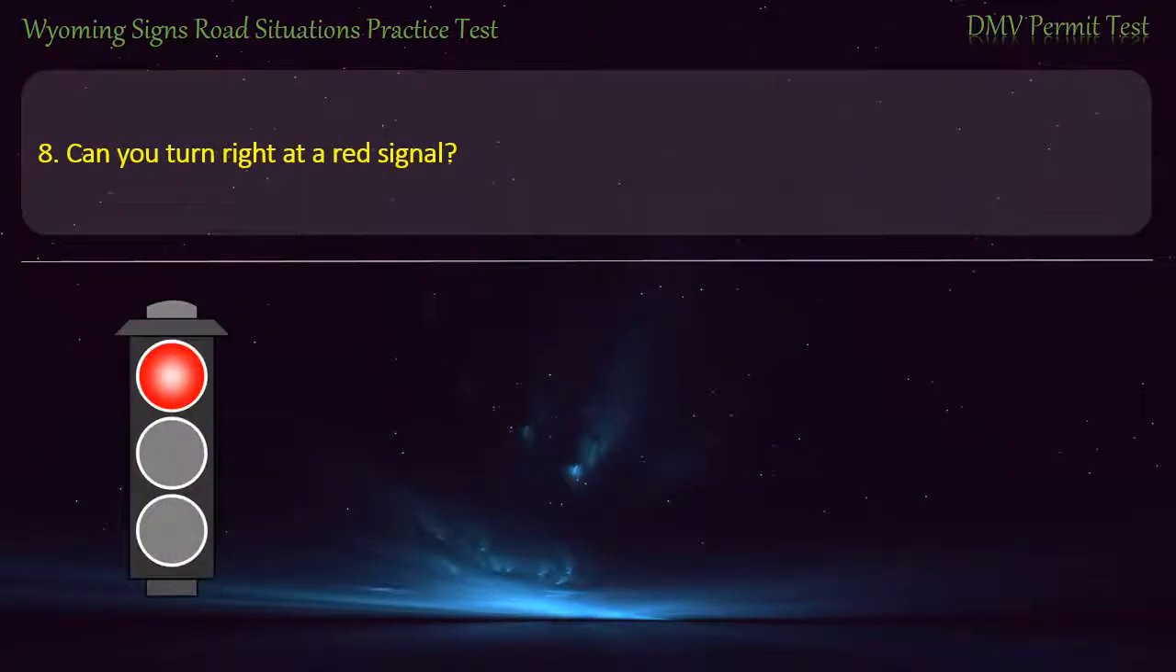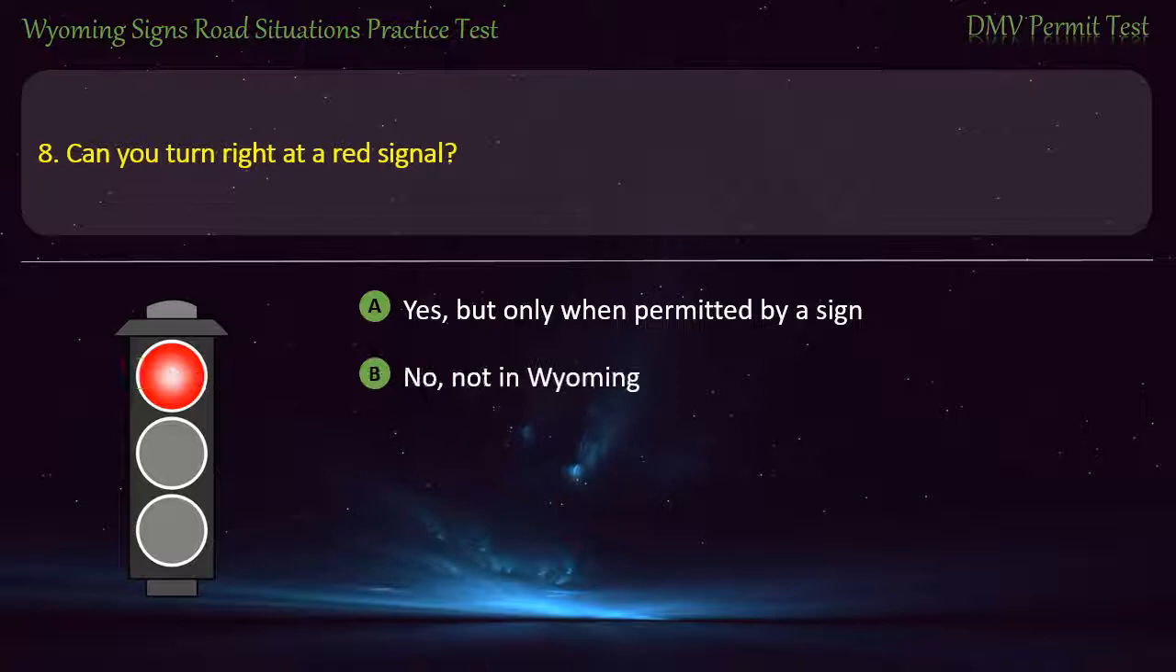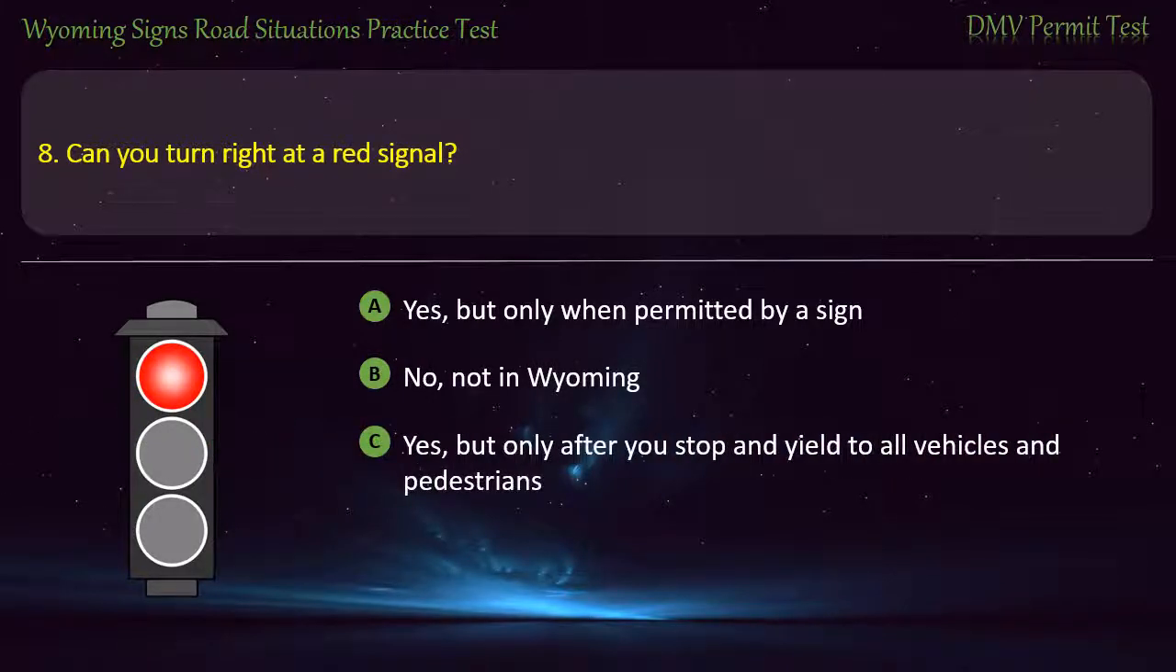Question 8. Can you turn right at a red signal? Yes, but only when permitted by a sign. No, not in Wyoming. Yes, but only after you stop and yield to all vehicles and pedestrians. Yes, and you should have right of way. Answer. Yes, but only after you stop and yield to all vehicles and pedestrians.